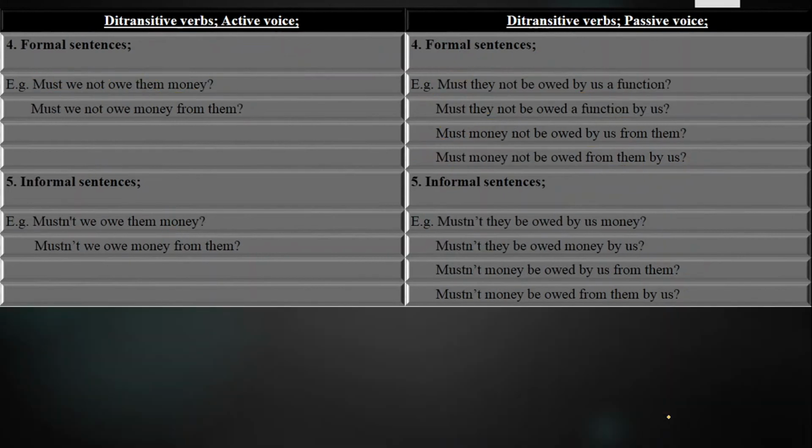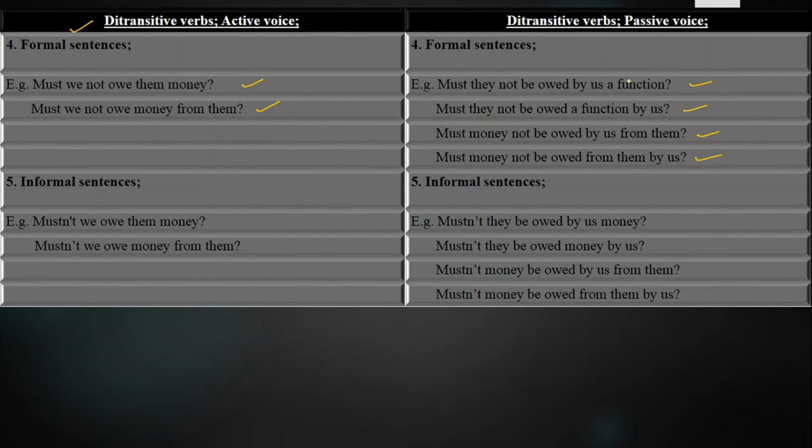Next we have got the formal sentences, those sentences in which we ask questions, deny the statement, and we ask them in a formal and polite way are called formal sentences. Formal sentences are used with your elders, seniors, and the one whom you are not close with, and in a respectful, polite way you will be asking them. Suppose we have got the sentence, must we not owe them money? Must we not owe money from them? And must they not be owed by us money? Must they not be owed money by us? Must money not be owed by us from them, and must money not be owed from them by us?